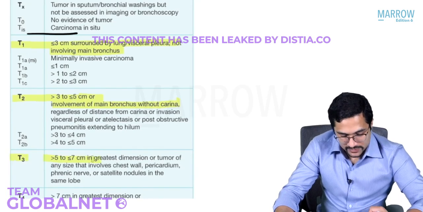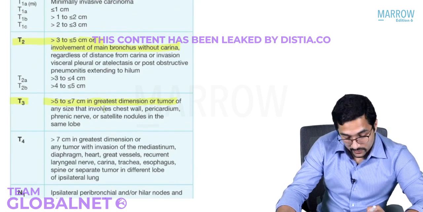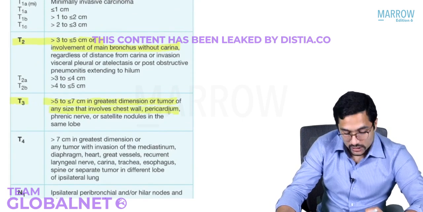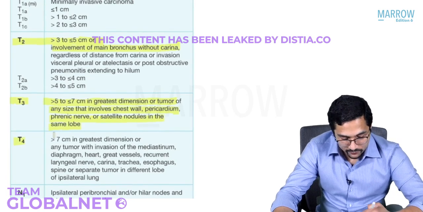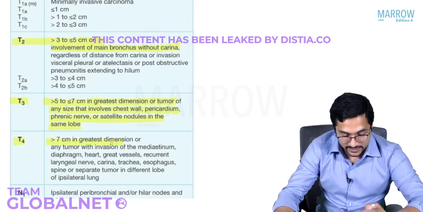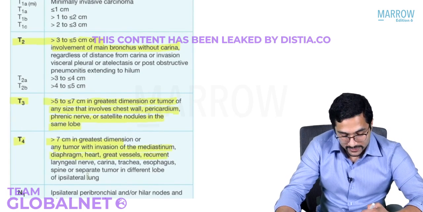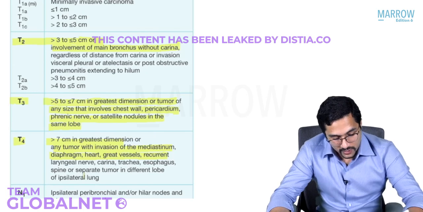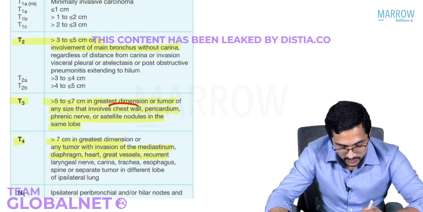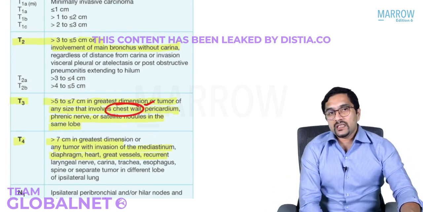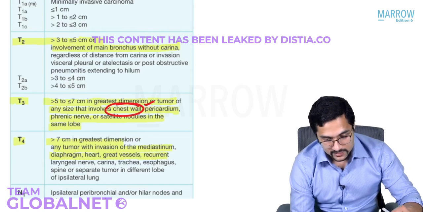T3 is 5 to 7 centimeters in greatest diameter and any size that involves the chest wall, pericardium, phrenic nerve or satellite nodules. And T4 is more than 7 centimeters or any tumor which is invading the mediastinum, the great vessels or mediastinal structures. So if the pleura or the chest wall is involved, it becomes T3, and T3 then becomes a locally advanced disease in patients.